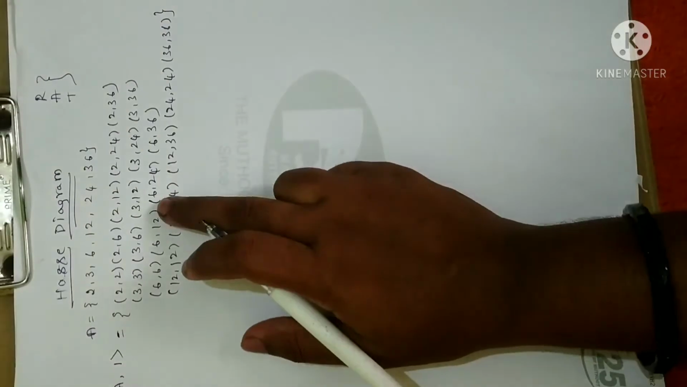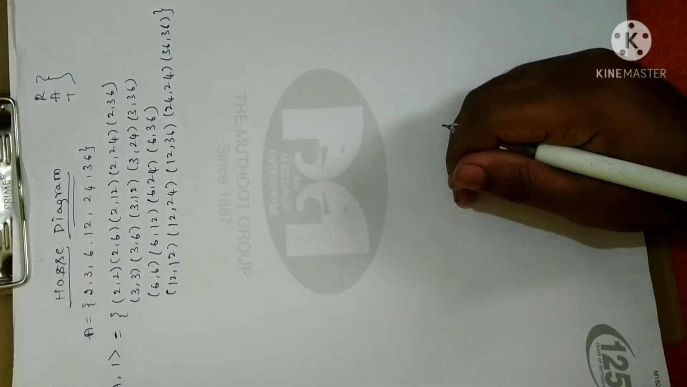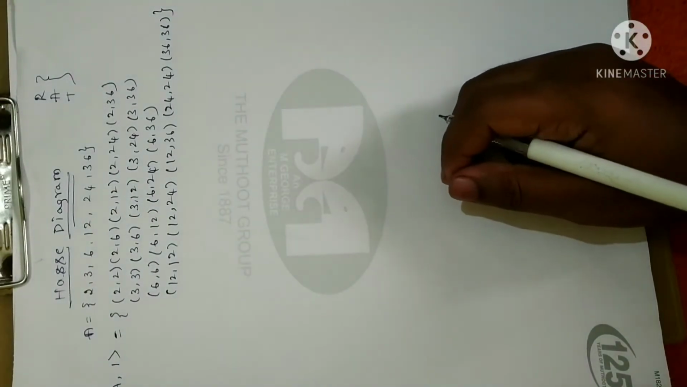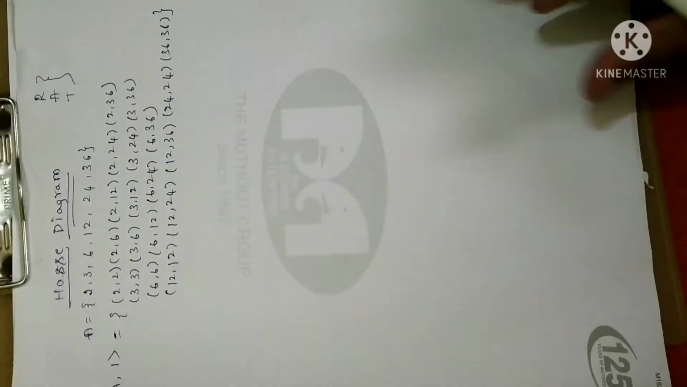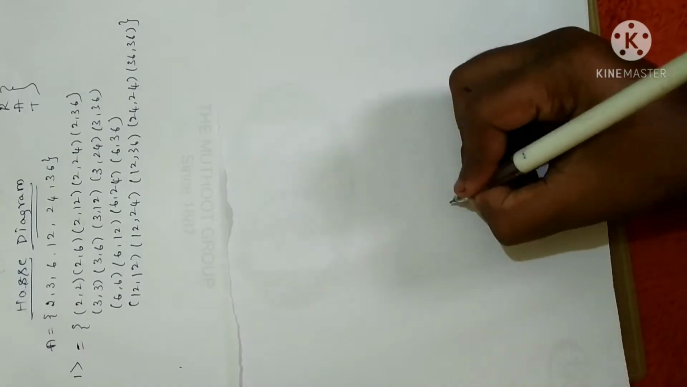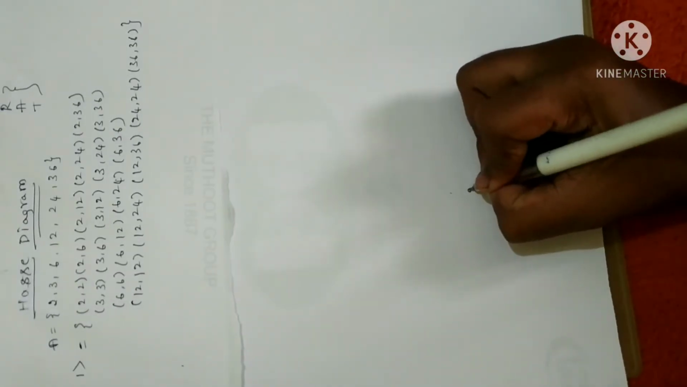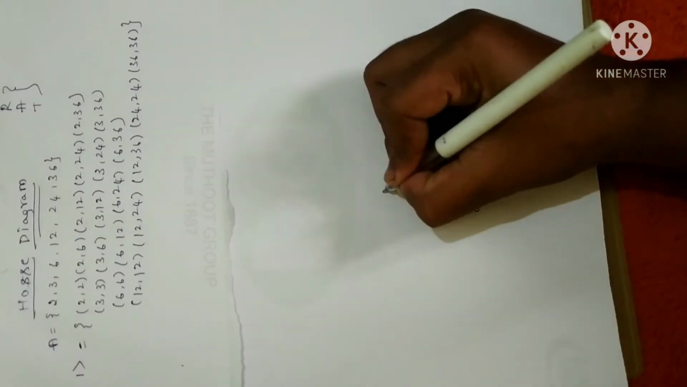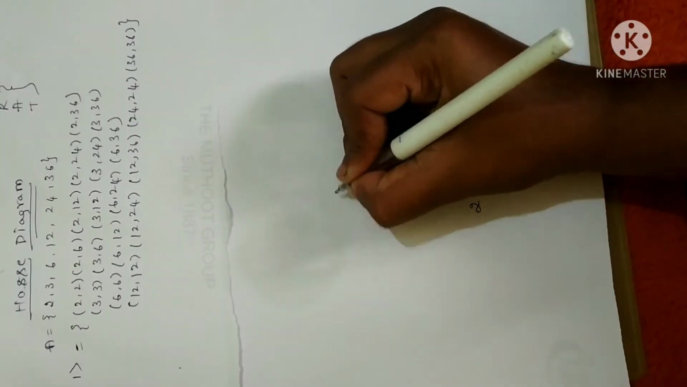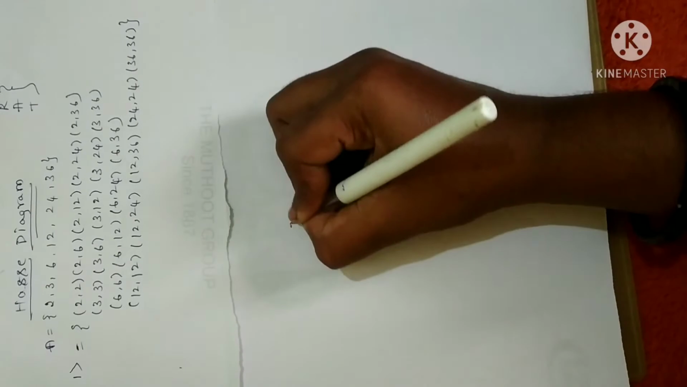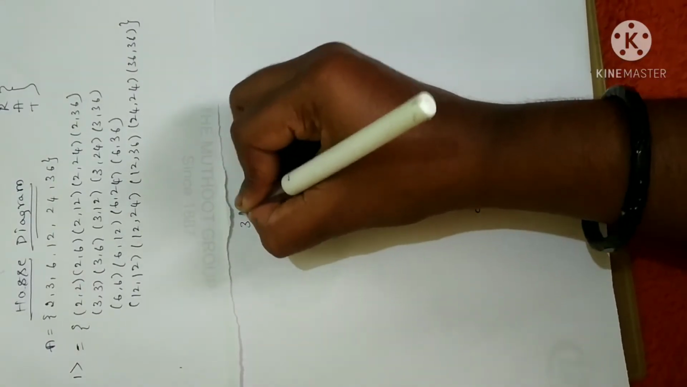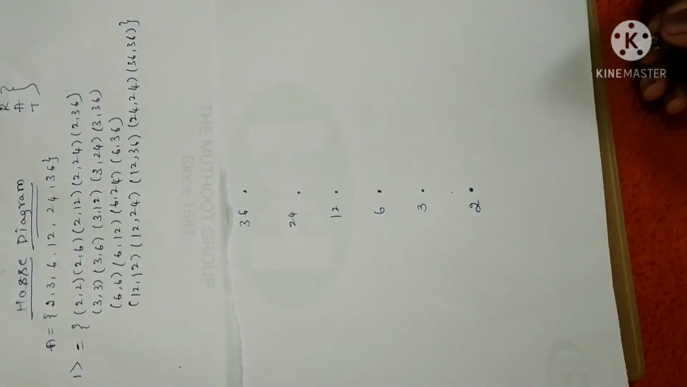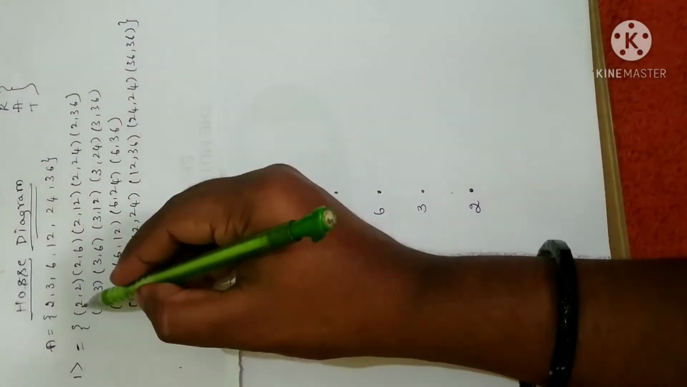Now we are going to represent the same using a Hasse diagram. The procedure is quite abstract, so you need to concentrate. Let me draw the Hasse diagram for this. Let me mark the vertices from the bottom: 2, 3, 6, 12, 24, 36. Clear? Now let me mark the relation.